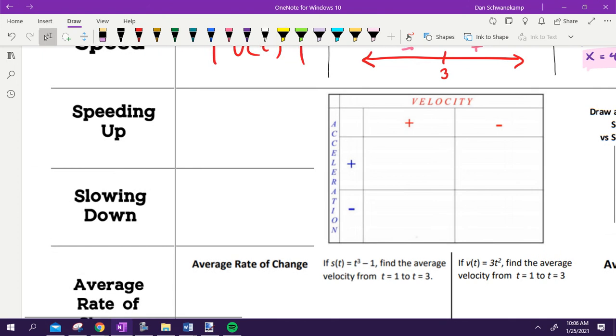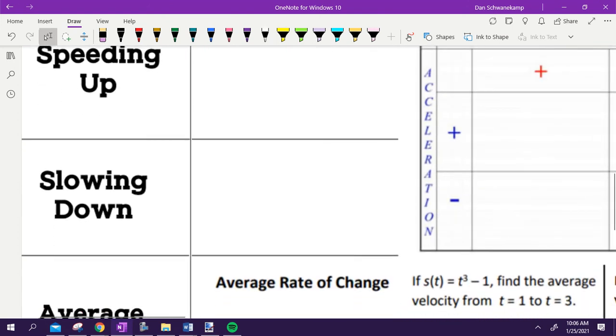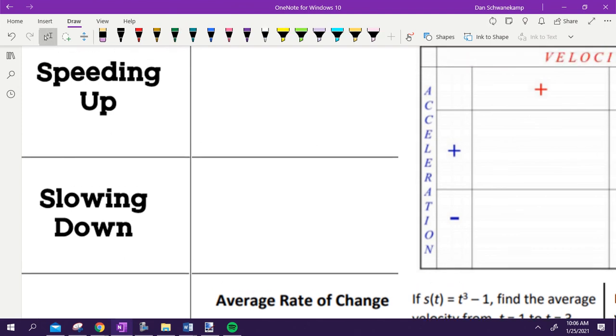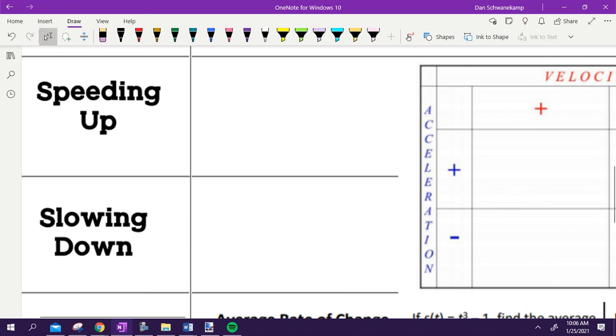Next one, speeding up versus slowing down. We just need to understand, what are we looking at to talk about speeding up or slowing down? What do I want to know about an equation to figure out speeding up or slowing down? Kind of. Be more specific than just slope. You need velocity and acceleration. Anytime we're talking about speeding up or slowing down, you need to look at velocity and acceleration. That has to be what's on your paper.